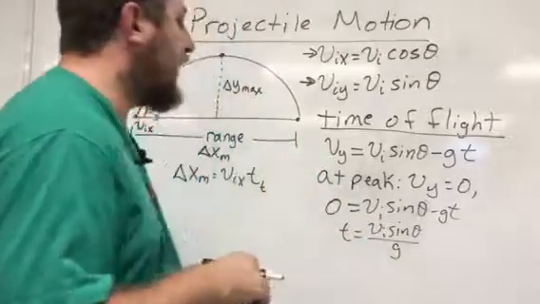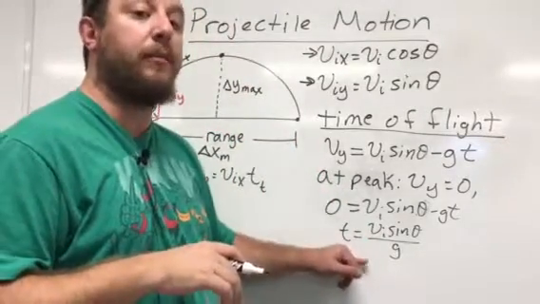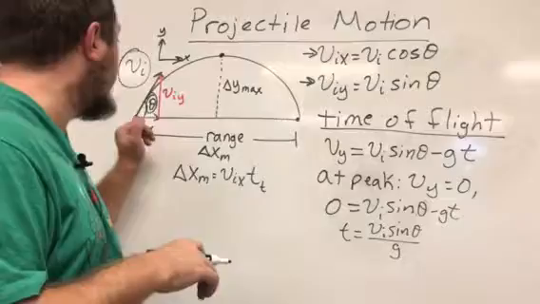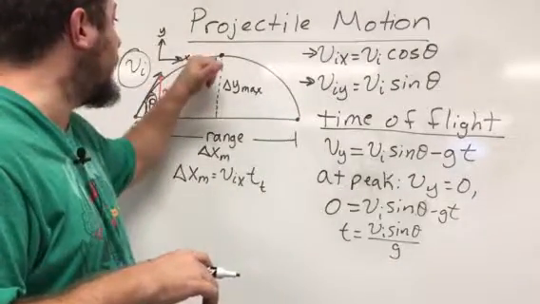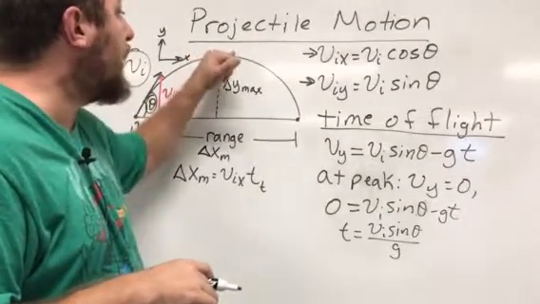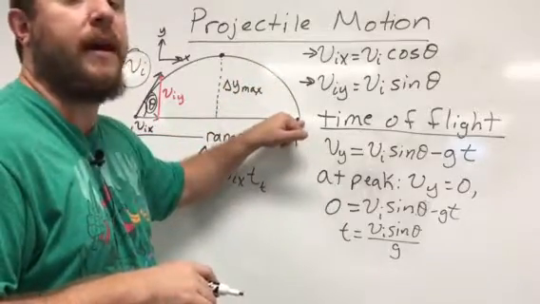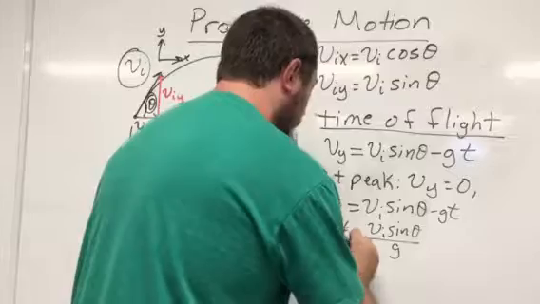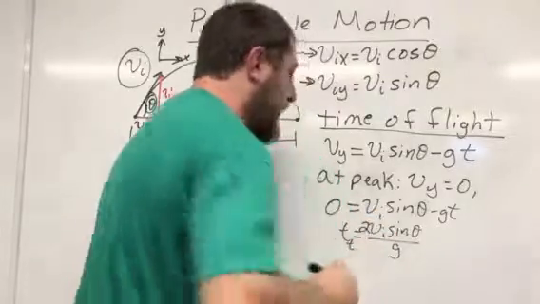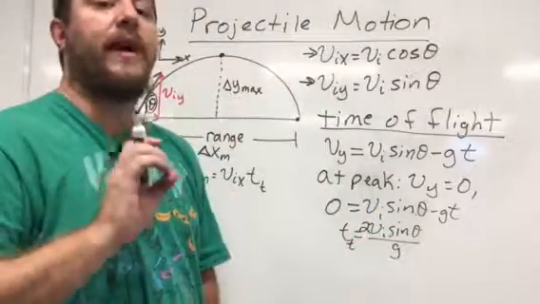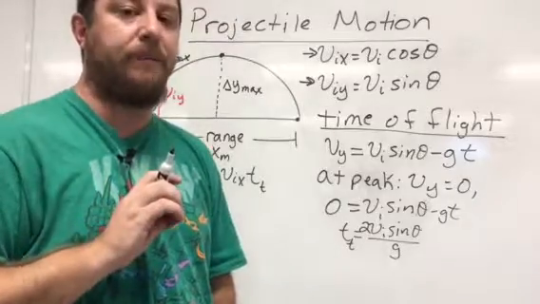So my total time of flight is going to be double this. This is the time that it takes the projectile to reach the peak, and then it's going to take another equal amount of time to come back down. So my total time is going to be 2 times that. So that is the total time of flight.